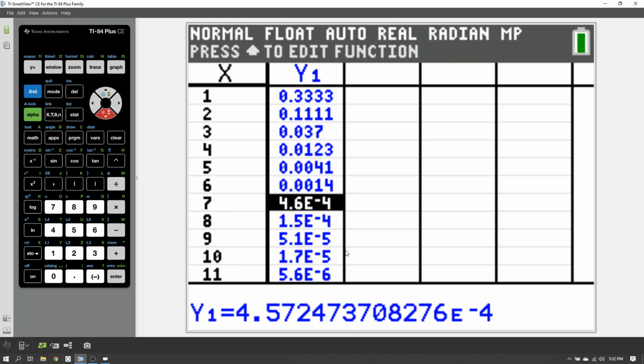You've got to be careful. It converts it to scientific notation. Remember that what this number currently is saying would be like 4.6 times 10 to the -4. This is telling you how many times to move the decimal place back in that direction.